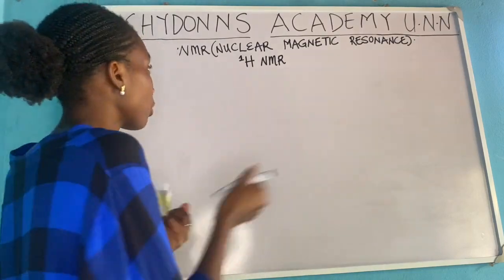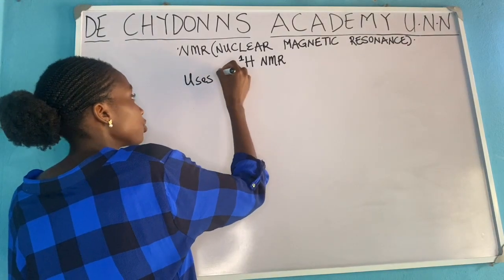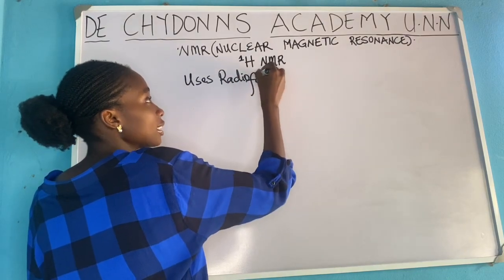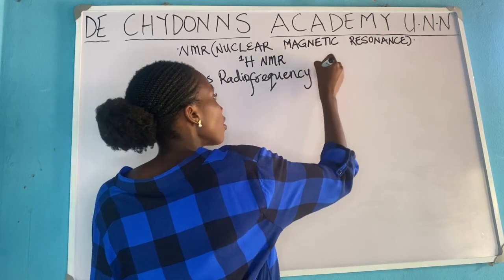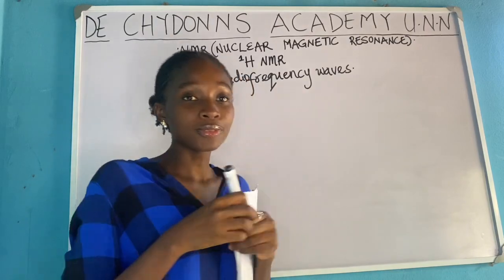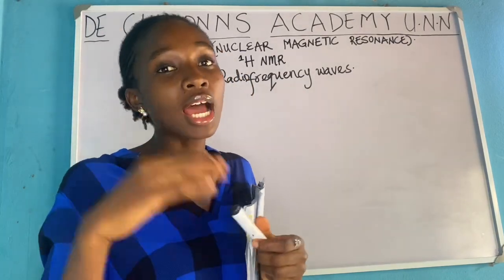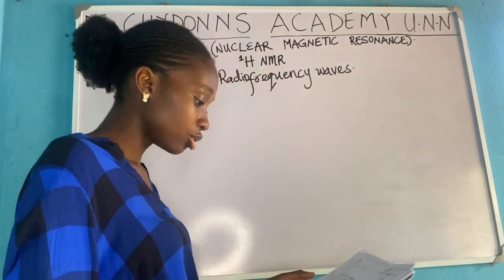So note this. Number one, NMR uses radio frequency waves. I hope you can see my handwriting. And as we all know, these radio waves have a very long wavelength and very low energy. So the NMR machine is used to do just this.